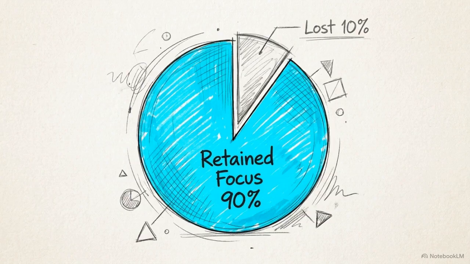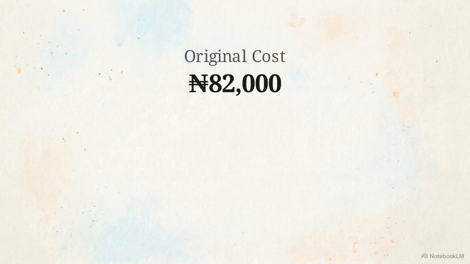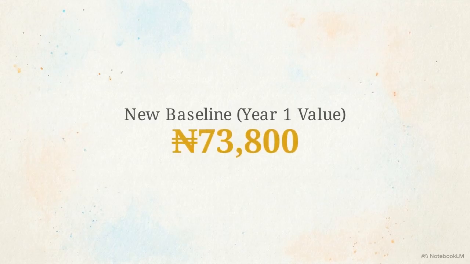When calculating depreciation, focusing on the percentage retained instead of the percentage lost saves you an extra subtraction step and keeps your math clean. Now, be very careful here. For the second year, do not take the 5% depreciation from the original 82,000 naira. The second year starts from the new reduced value. Our new baseline is 73,800 naira.